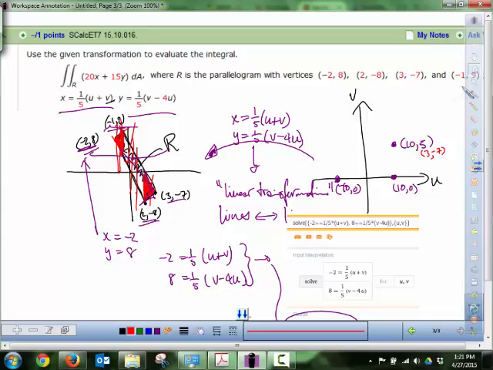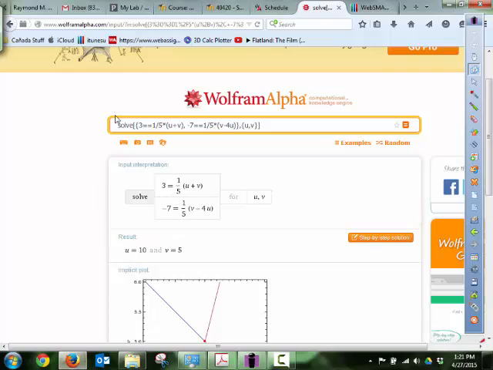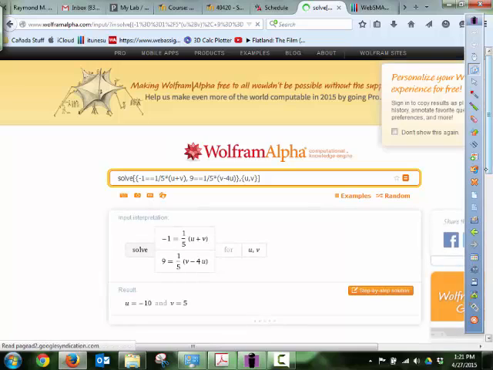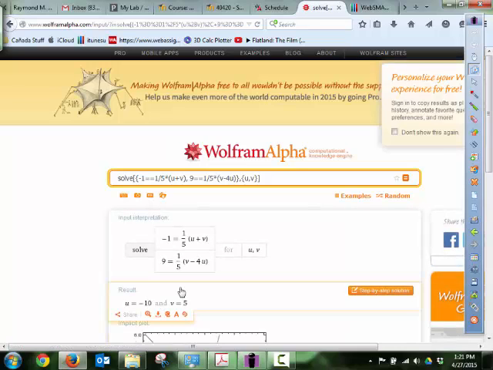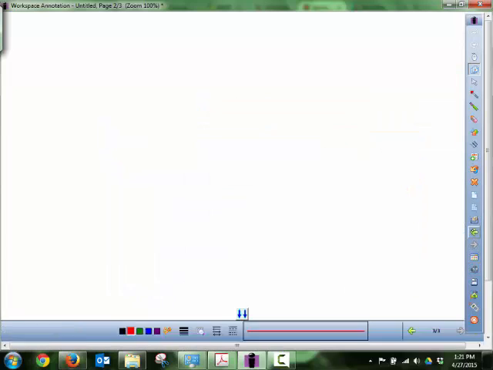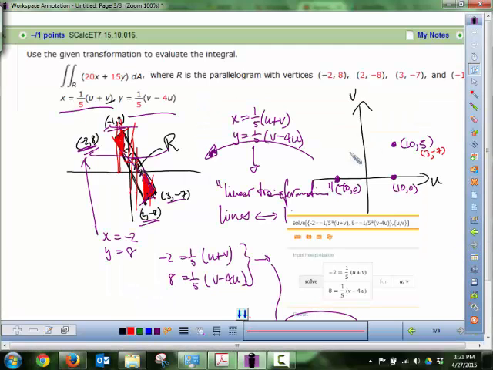And then the last one is negative 1, comma 9. So negative 1 in for x, positive 9 in for y. And that's negative 10, comma 5.